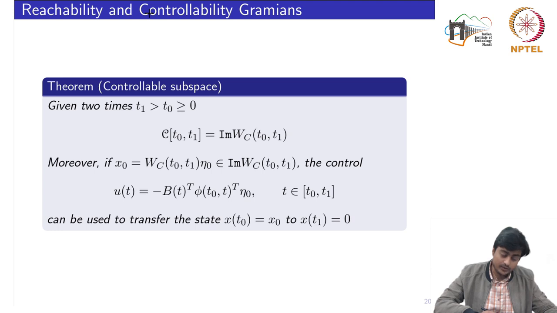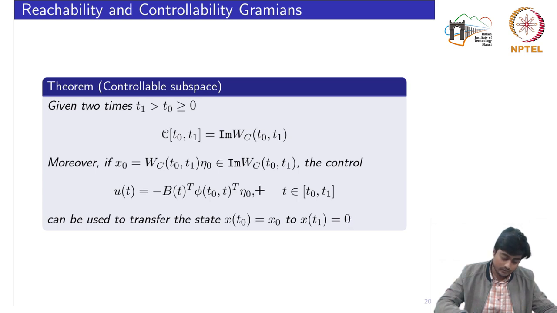Now similarly, we could use the controllability Gramian to compute the controllable subspace. Given T1 greater than T0 greater than or equal to 0, the controllable subspace is given by the image of this controllability Gramian. Moreover, if x0 is given by this one, which is equivalent to saying that x0 belongs to the image of the matrix WC, this specific control can be used to transfer the state from some non-zero initial condition to 0.